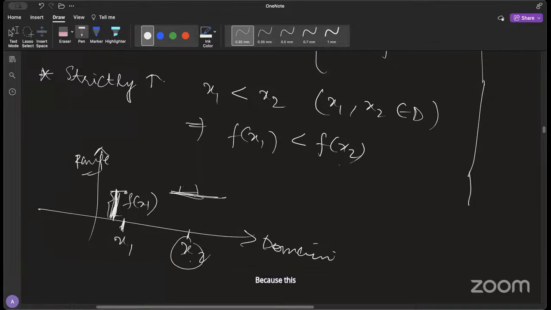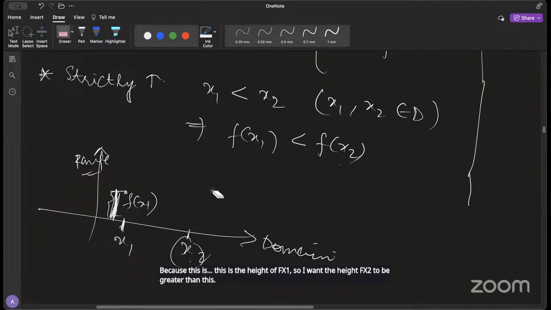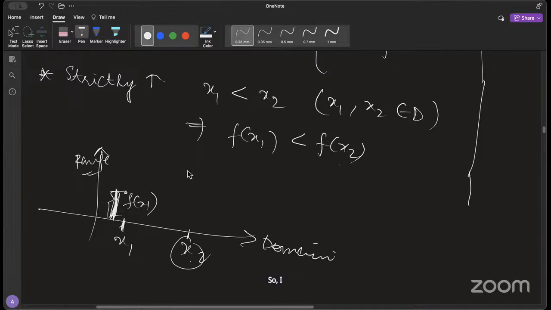Because this is the height of f(x1). So I want the height f(x2) to be greater than this. Is that okay? So if I say this is f(x2), then it's fine. It's satisfying this property that f(x1) is strictly less than f(x2). But if it's here, let's say it's on the equal height, if they're on the equal height, then this is not strictly increasing.